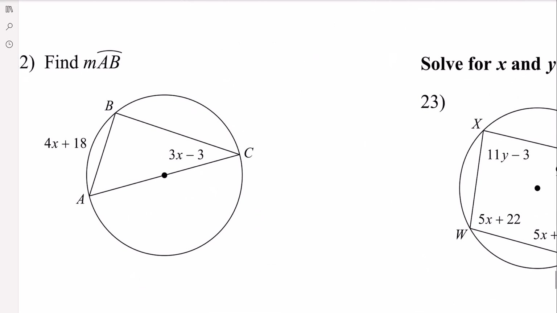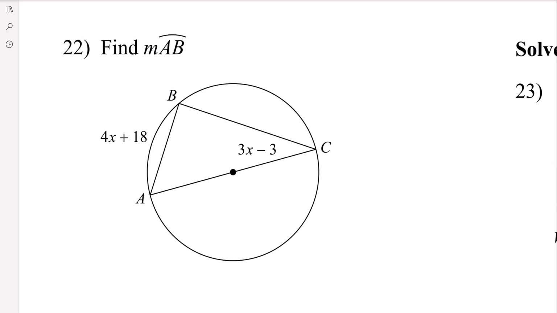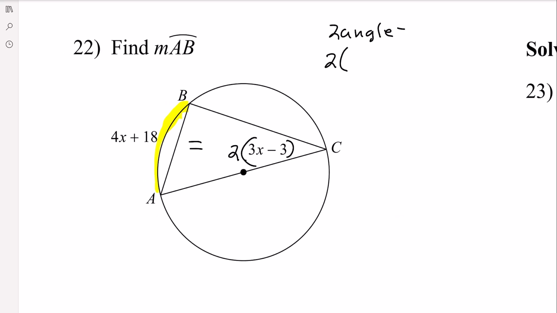Okay, for 22. Find arc AB. Remember what we said. This measure right here, the measure of the angle is 1/2 of the arc. So if you multiply both sides, 2 times the size of this angle equals the arc. So that's what we're going to do. So 2 times the measure of the angle equals the measure of the arc.